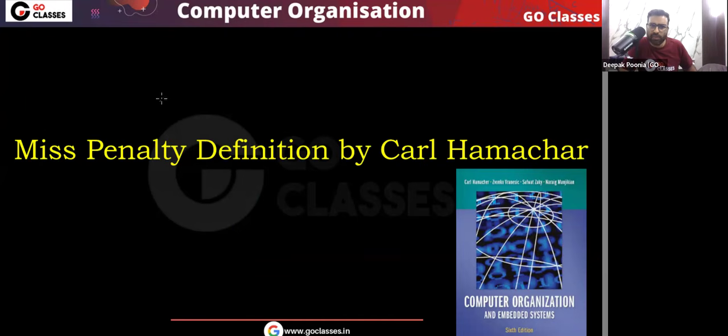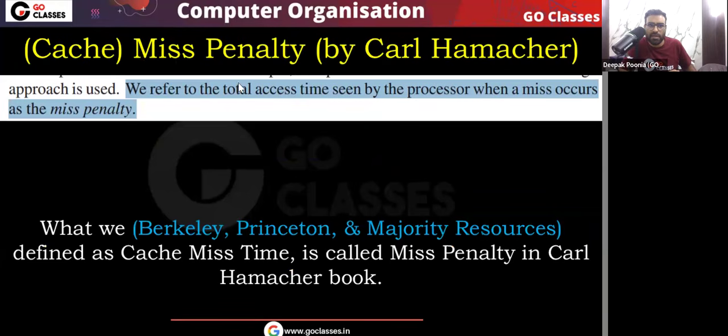Now let's discuss an important point, that is the miss penalty definition by the Carl Hamacher book. In the Carl Hamacher book, the miss penalty definition is given: we refer to the total access time seen by the processor when there is a miss as miss penalty. So can you recall something that we have seen in the previous lecture? The total access time seen by the processor when the data is not in the cache memory, what did we call it in the previous lecture, or what do other authors call it?